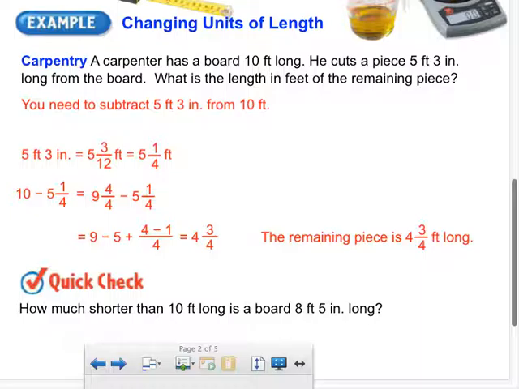Okay, but now once you understand that, you're just going to subtract from the 10 feet the 5 1/4, which is that. Are we good? Okay. All right, so who else has some questions?